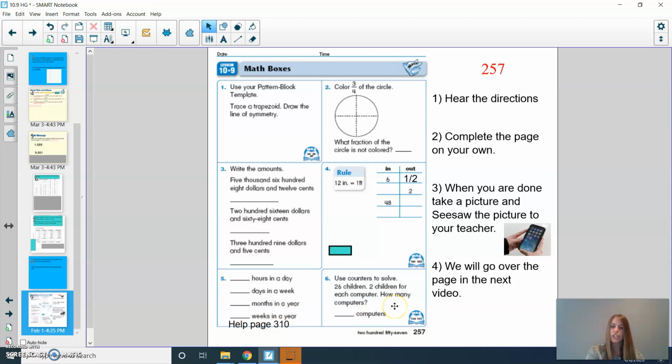For question number 6, use counters to solve, or you can draw a little picture on the side. You have 26 children and 2 children for each computer. So how many computers would be needed for that?